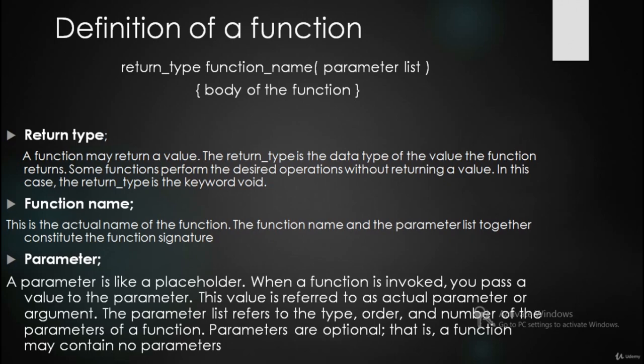Okay, now let's also go to function name. This is the actual name of the function. The function name and the parameter list together constitute the function signature. Parameter. A parameter is like a placeholder or maybe an address of a variable. So when a function is invoked, you pass a value to the parameter. This value is referred to as actual parameter or argument. The parameter list refers to the type, order, and number of the parameters of a function. Parameters are optional, that is, a function may contain no parameters. So take note of that.